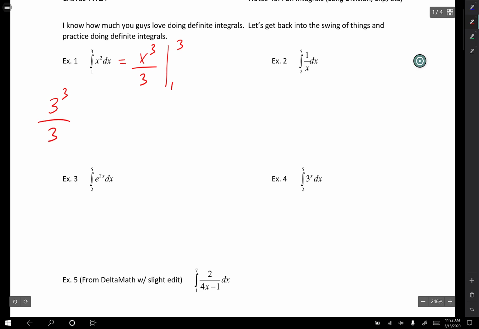Some of you might be tempted to cancel one of those 3's, but don't, because then I have this 1 to the third power, which is just 1 over 3. So 3 cubed is 27, minus 1 is 26. So 26 over 3, and no, it doesn't reduce. That's it, guys. And yes, I'm aware that some of you guys don't have calculators. I don't think we'll need them.